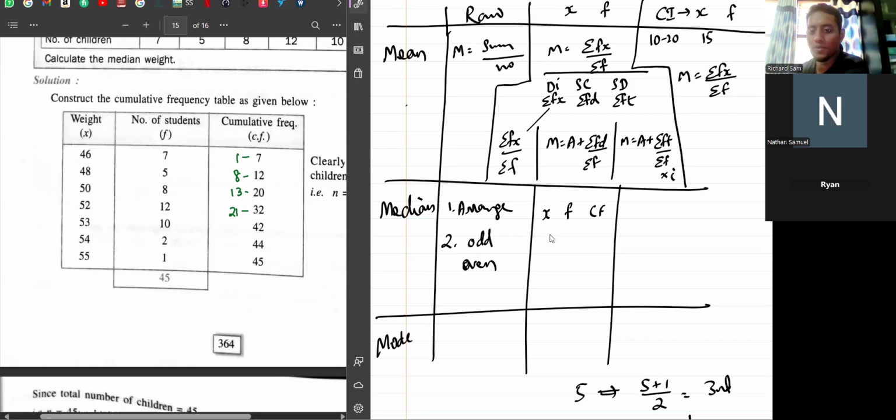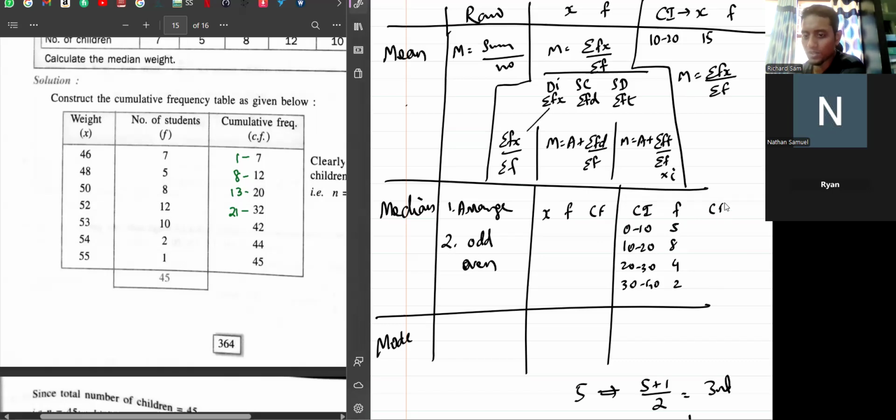Okay. Next, if you have a class interval. So class interval means CI and F. So if the class interval is 0 to 10, there are 5 students. Then 10 to 20, there are 8 students. Then 20 to 30, there are 4 students. Okay. 30 to 40, say there are 2 students.